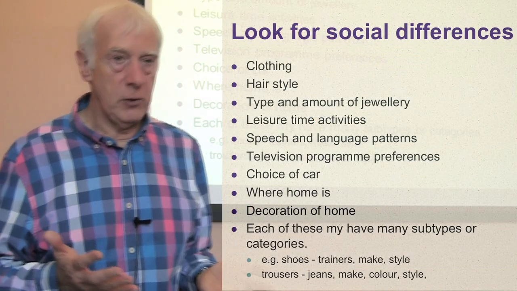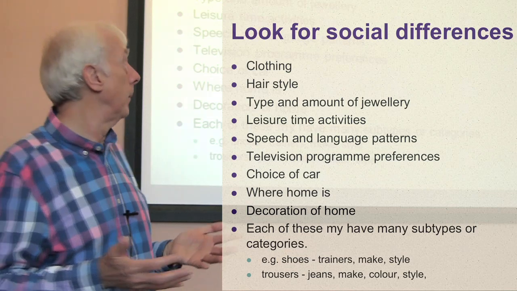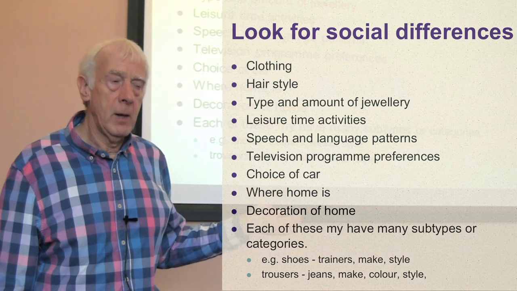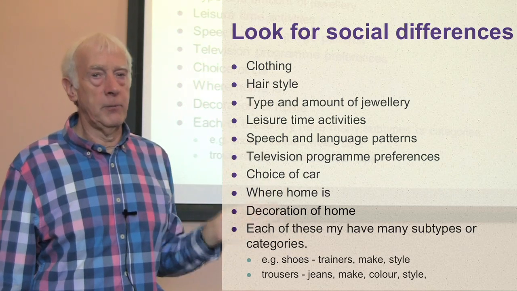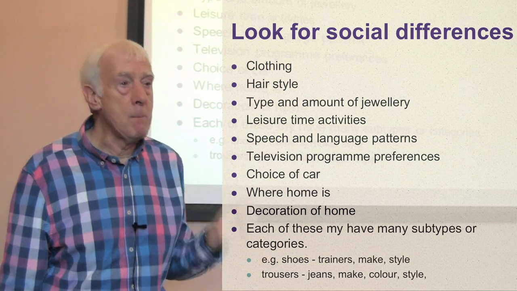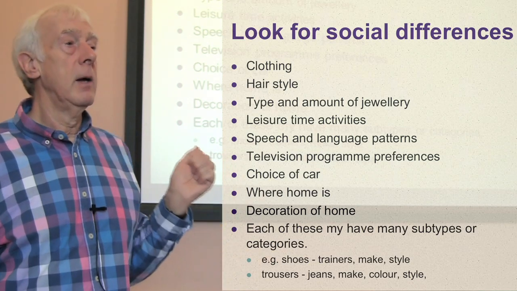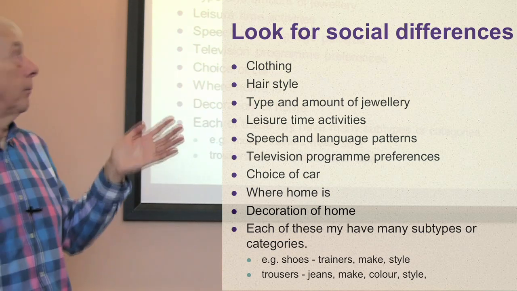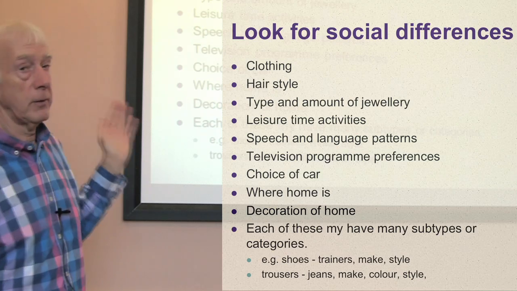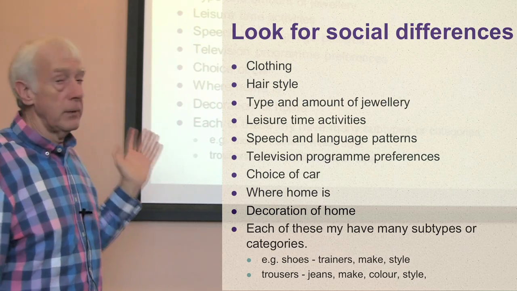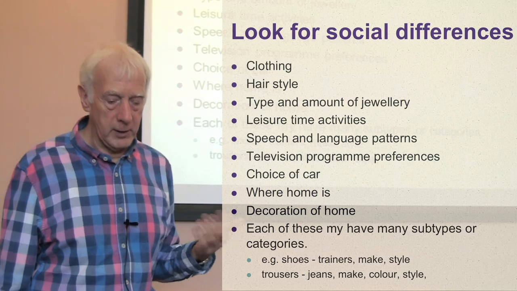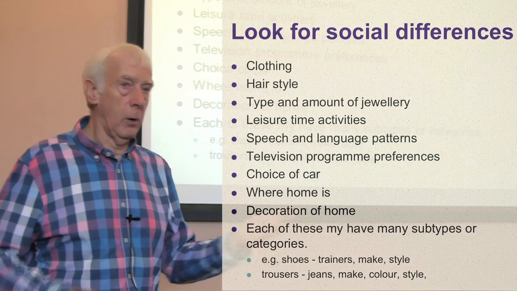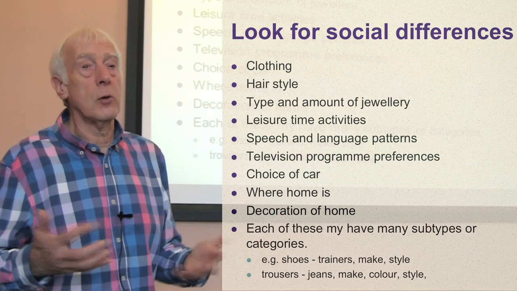Okay, so another set of issues you can look for are social differences. I mentioned this already, but here's a listing of some of the kind of things you can look for. Obvious things we do all the time, but as I said before, being a participant observer means being explicit about those things, remembering to note them down, remembering to think about them and recognise them, and then take a note of them. So things we're obviously doing all the time, like what people are wearing, their clothing, their hairstyle, type and amount of jewellery, what are their leisure time activities, what are they doing outside work, their speech and language patterns, what kind of accents they have, and how they talk to each other.